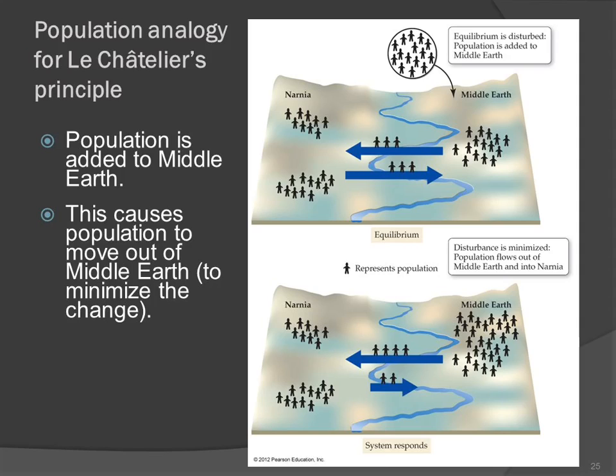So we throw a bunch of extra people into Middle-earth, and that causes the population to shift to Narnia. But then a new equilibrium is established. The people are moving out of Middle-earth to Narnia to minimize the effect of that change. Now, at the new equilibrium, there'll still be more people in Middle-earth than there were before the disruption. But we've shifted to minimize that. So it's not all those people stay in Middle-earth. Some of them end up staying, but some of them go over to Narnia.